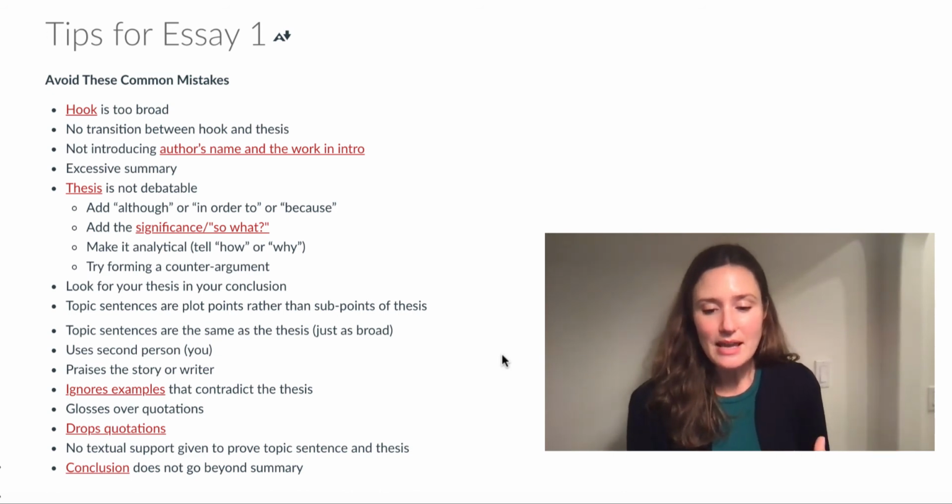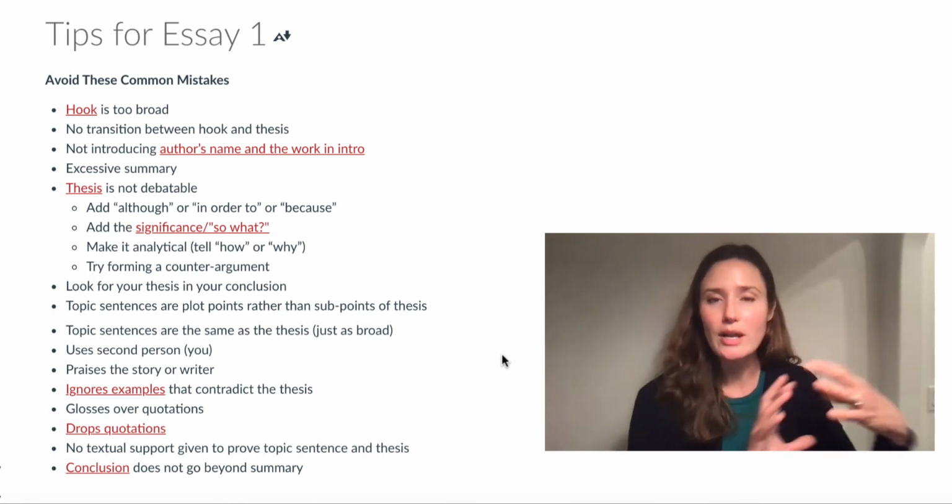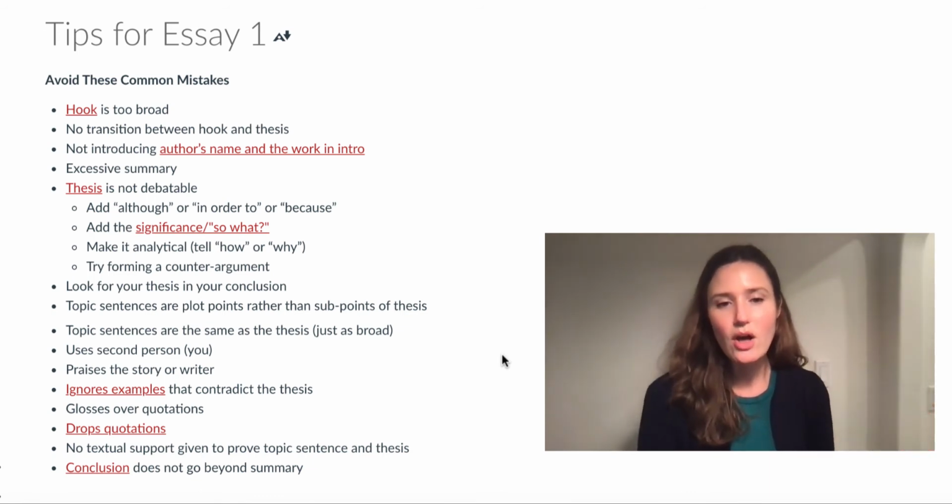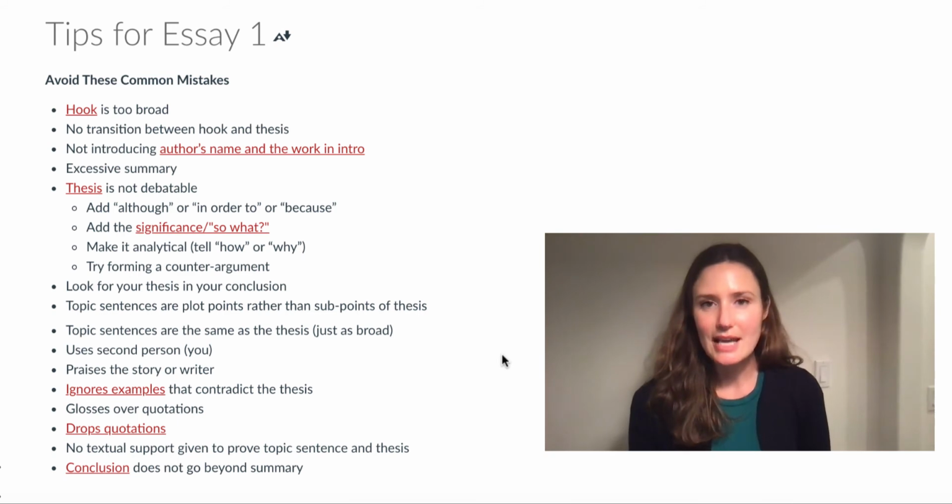Now, if you find enough examples like that, it may mean that you need to rethink your thesis. Maybe your argument is just not going to hold up. Or maybe it means that your thesis is a little bit more complex, that you want to make some sort of concession. So try to lean into those examples that challenge or complicate your thesis.